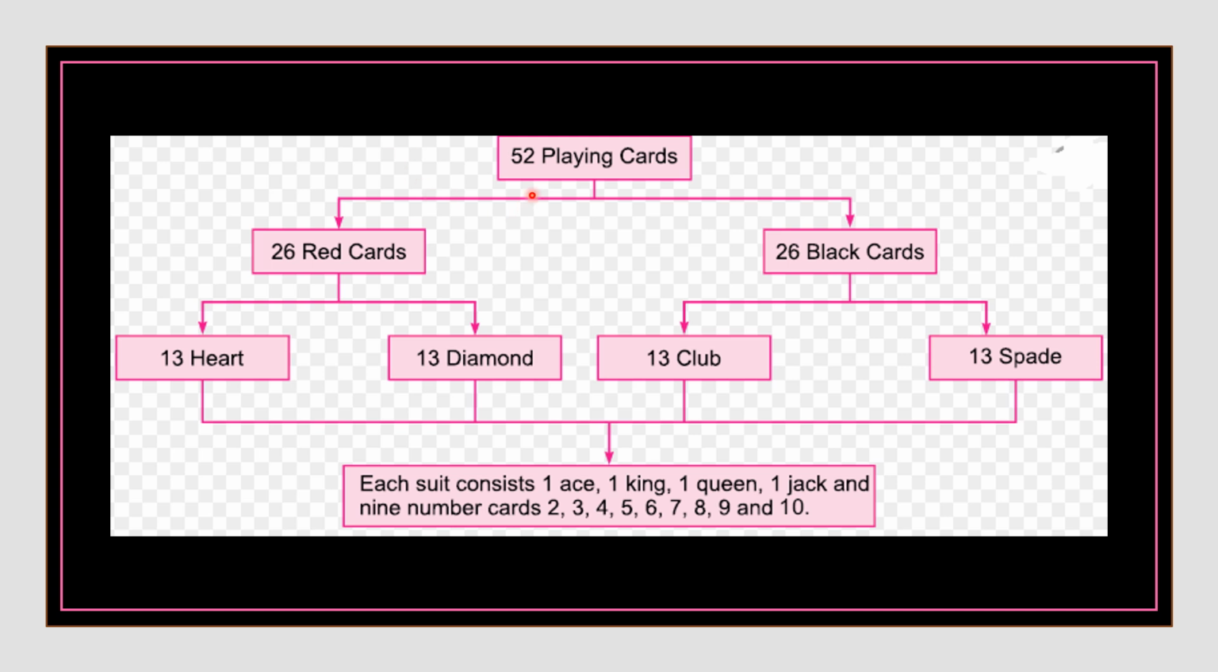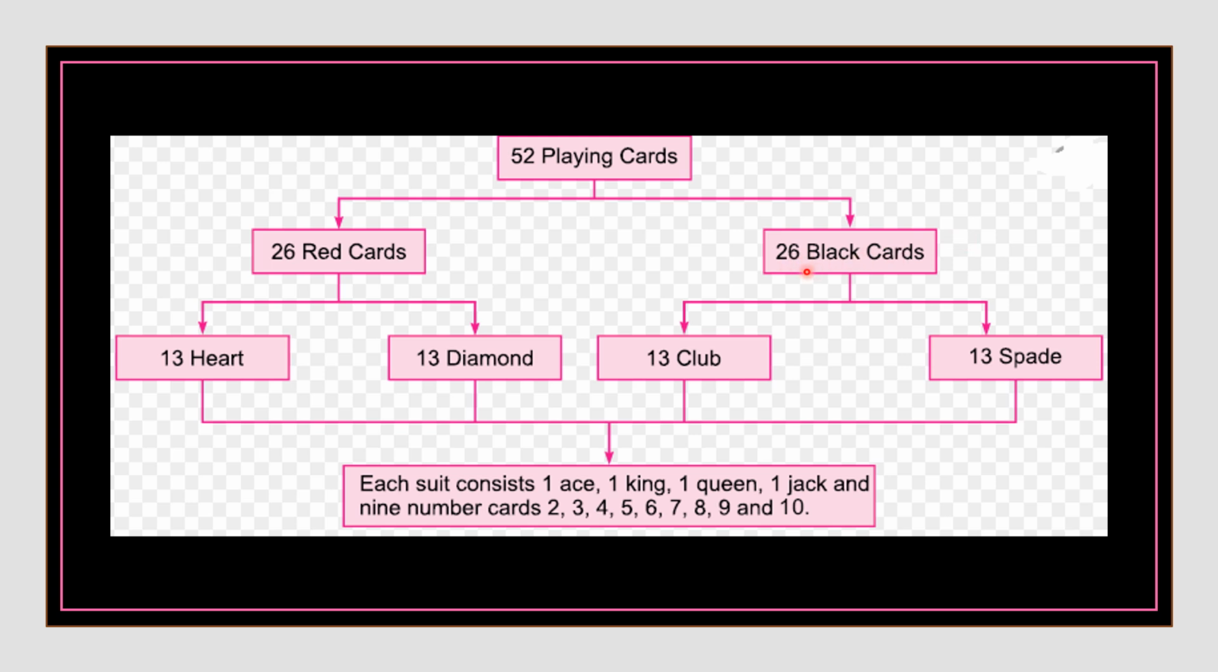There are 52 cards in any pack of cards, or it is also called a deck of cards. Among these 52 cards, 26 are red cards and 26 are black cards. By the word red cards, the card may not be in red color. The symbol on the card will be in red color. Therefore, they are considered as red cards.